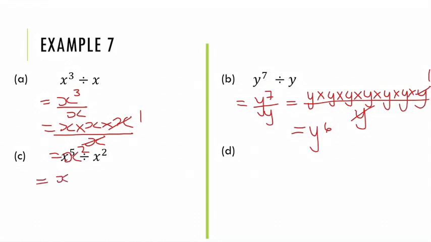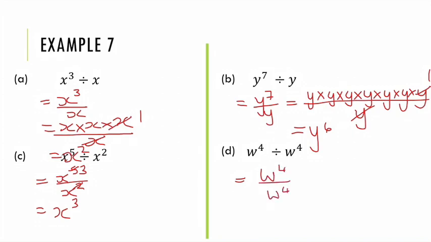In this one here, I've got x to the power of 5 over x squared. I've got 5 x's multiplying on top and 2 multiplying on the bottom. If I divide 2 from the top by 2 from the bottom to leave me with 1, that leaves me with x to the power 3. In part D, I've got w to the power of 4 divided by w to the power of 4. Well, anything divided by itself is just 1.